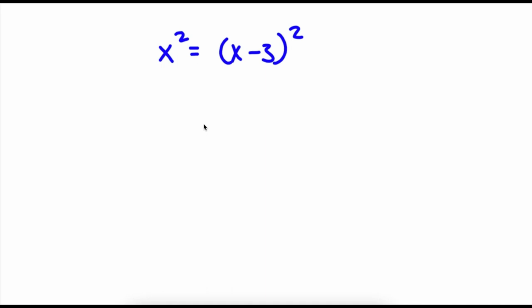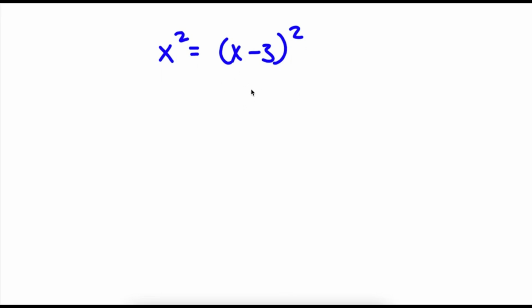In today's video, I'm going to be teaching you guys how to solve this algebraic equation. So I have x squared is equal to (x minus 3) squared. Now make sure to stay until the end of the video where I have a bonus problem for you guys that is similar to this one, which you guys can try and solve.